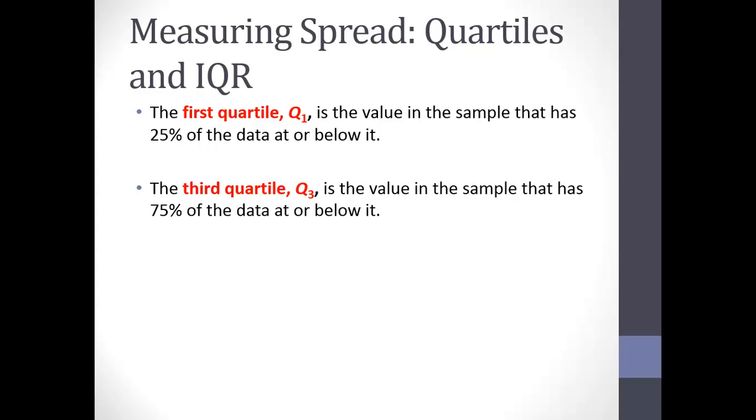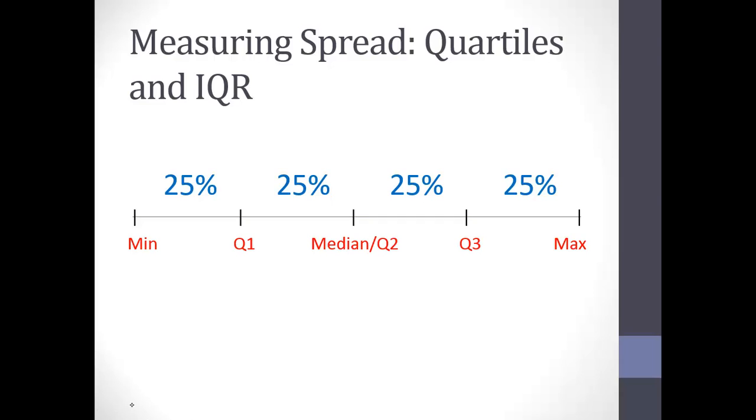So the first quartile, which we'll call Q1, by definition is the value in the sample that has 25% of the data at or below it. Similarly, the third quartile, Q3, is the value in the sample that has 75% of the data at or below it. That's a little tricky, so maybe this picture will help. We talked about the median: this half down here is 50% of our data, whereas this half up here is also 50%.